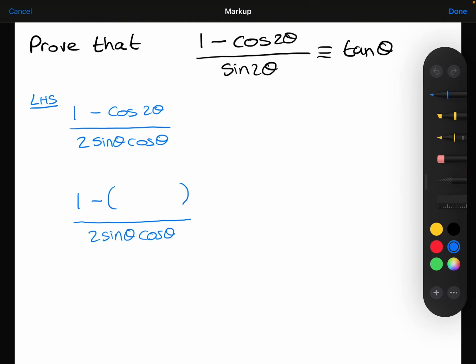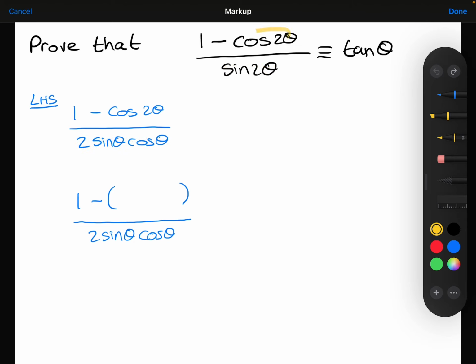So here I'm asked to prove that (1 minus cos 2 theta) divided by sine 2 theta is identical to tan theta. First thing I've done is I've rewritten the sine 2 theta as 2 sine theta cos theta. That's the only way I can rewrite that.